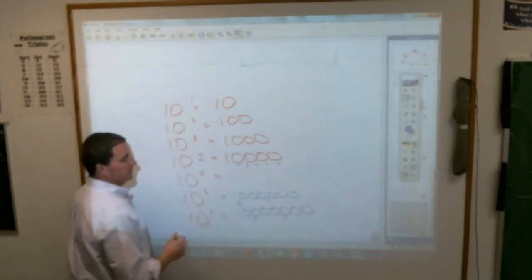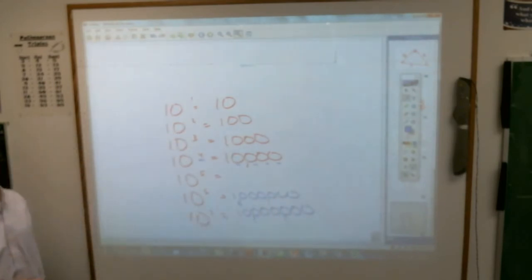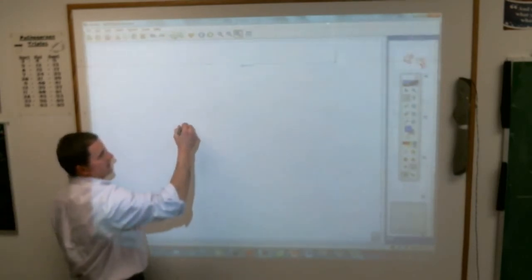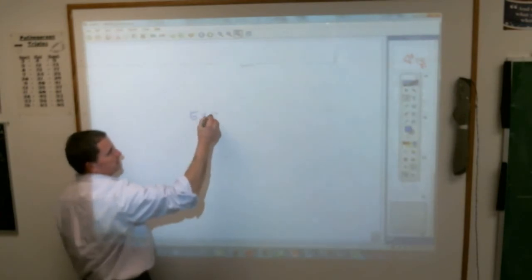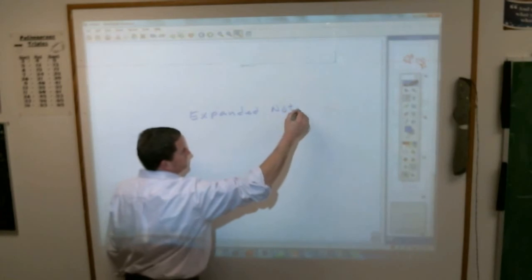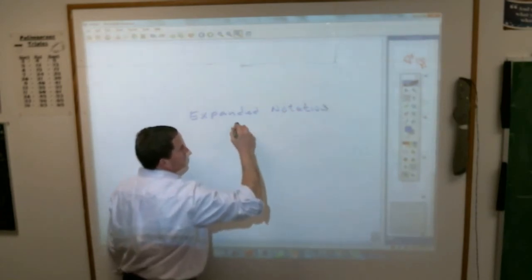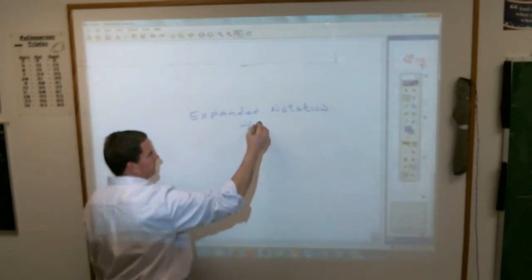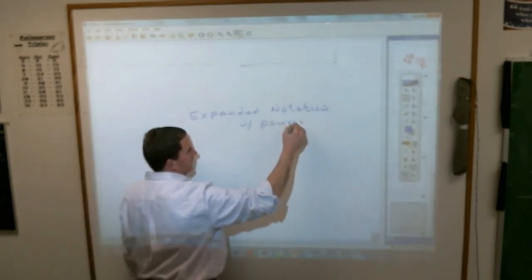And the reason I believe they put this into this section is because they are going to have you write things in expanded notation with powers of 10. And I'll show you what that means.